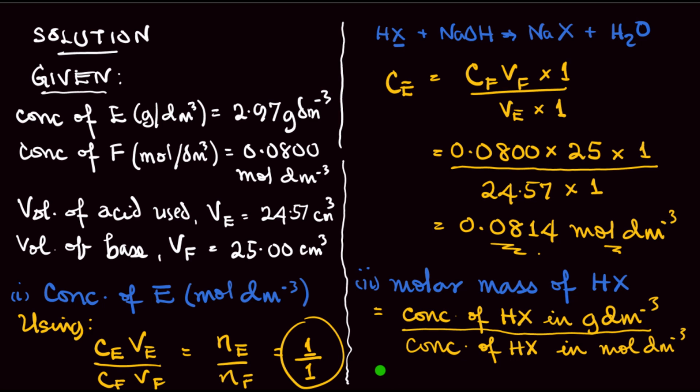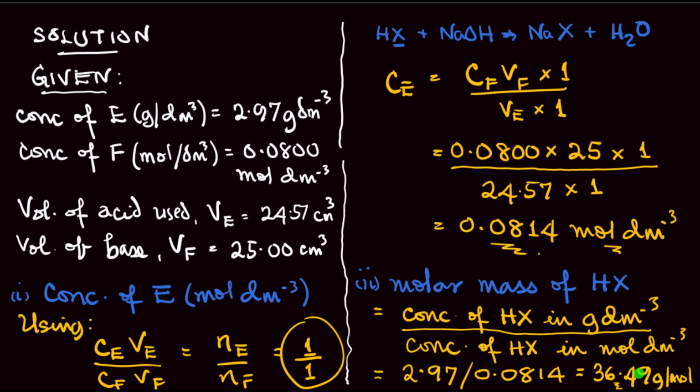So if we substitute the values here, our concentration in grams per dm cube is 2.97, divided by the concentration in moles per dm cube, which is 0.0814. If we evaluate that, that will give us 36.49 grams per mole. So don't forget to add your unit when calculating your molar mass, right? Grams per mole. Good. So 36.49 grams per mole.